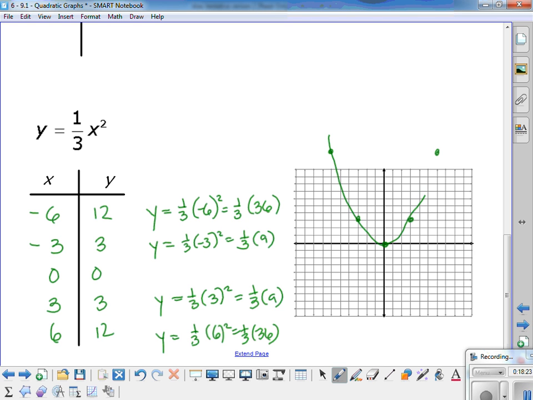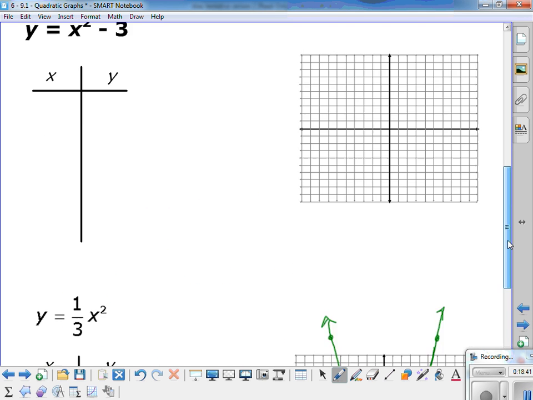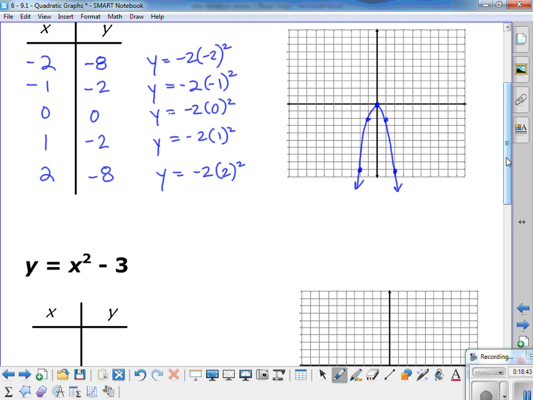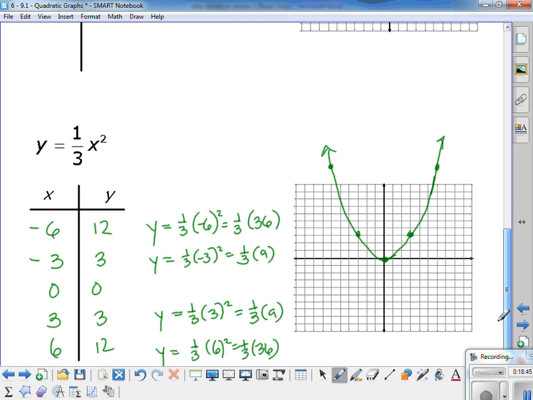Now, how does this one look compared to the other ones we've graphed? It's a little bit wider, isn't it? That's what happens when you have a fraction. It gets wider. But if you have a whole number, like we did up on top, it actually gets skinnier. The bigger the number A is, the skinnier it'll get. So see how that one's real skinny? And that one's fat. So that's what the A will change the width, basically, of your parabola.